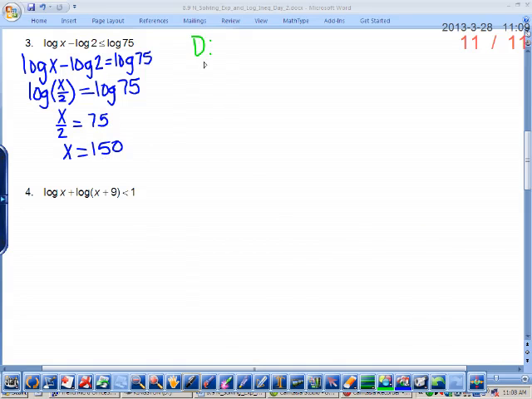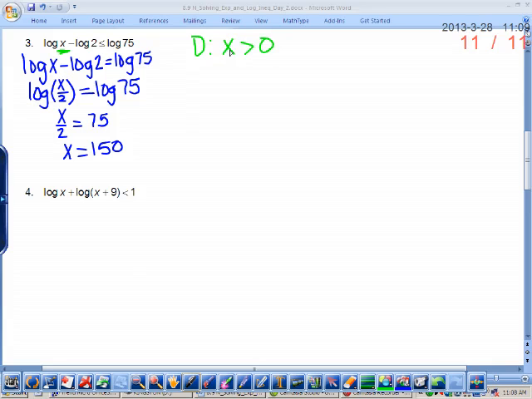Okay, let's talk about our domains. Are there any x's in our arguments? Yeah, we have one log that has an x in the argument. So we take that argument and we set that argument greater than 0. In this case, that argument is just x, so we know that our domain is x greater than 0.